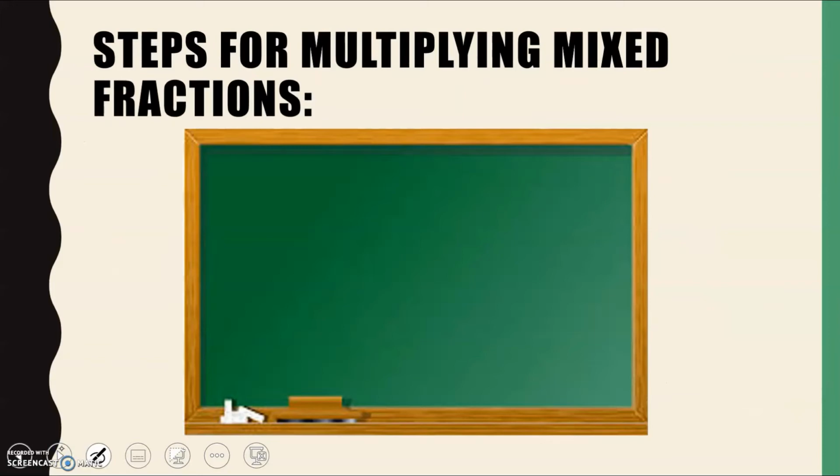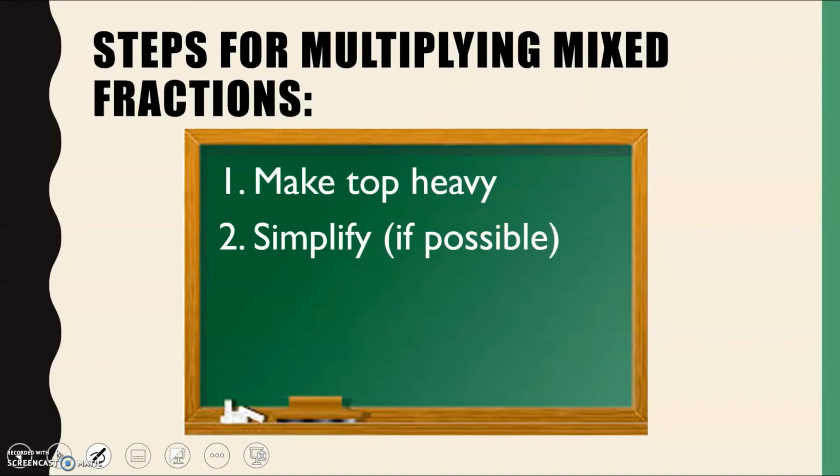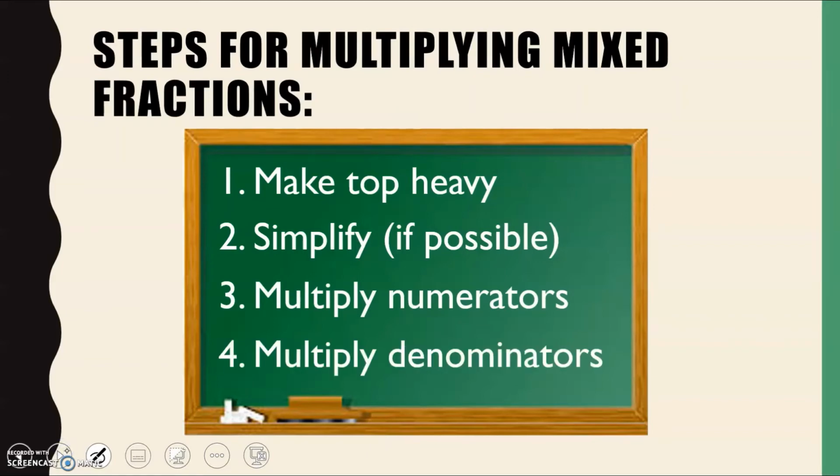Our steps for multiplying mixed number fractions just have an extra step to them. Step 1 is that we need to make them top heavy. We then simplify, if possible, like we've done for the last couple of examples there. We multiply our numerators, and then we multiply our denominators.